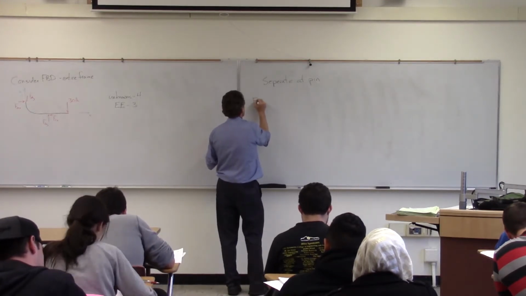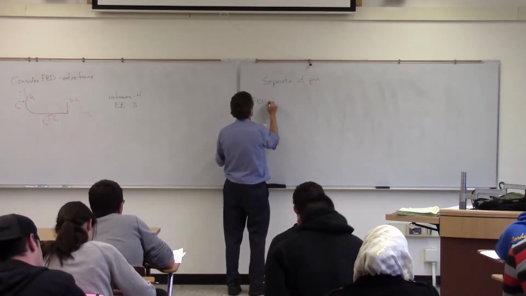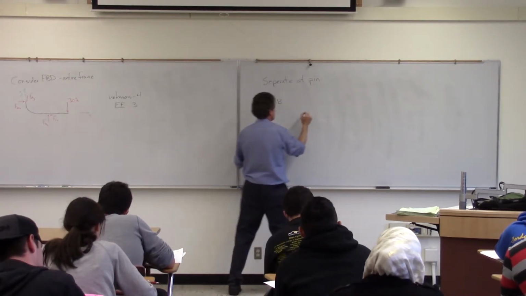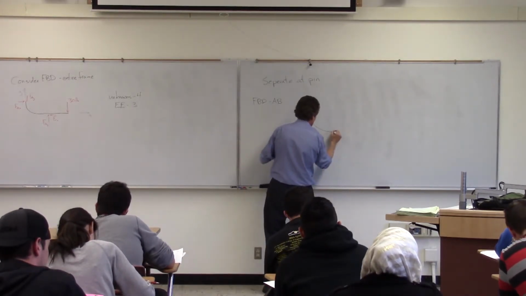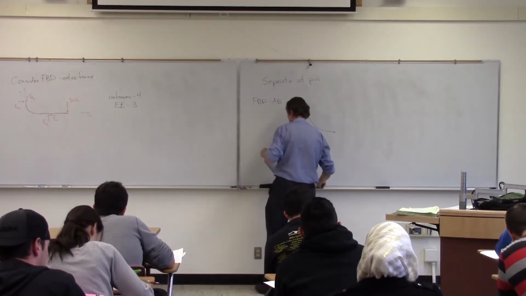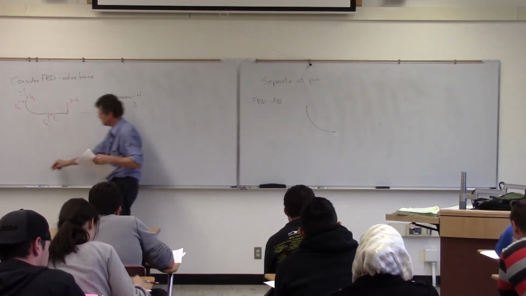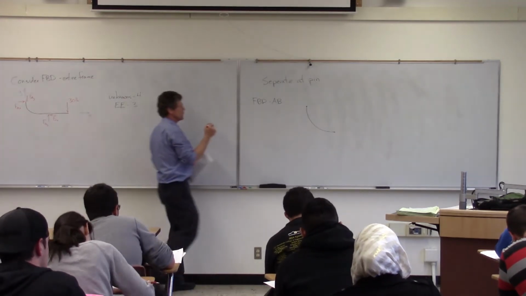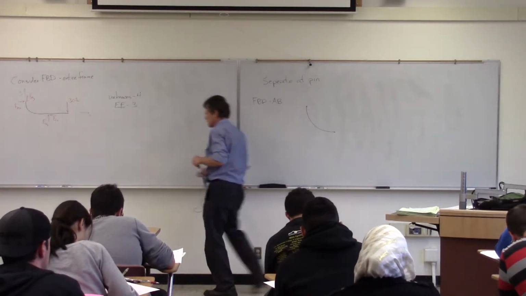So my free body diagram of AB will now look like that. And what I'm going to do is I'm going to have those same set of forces there. Oh, and I need to get my coordinate system up.